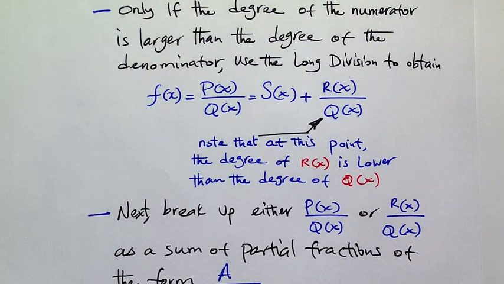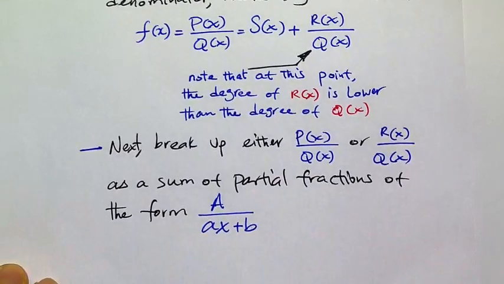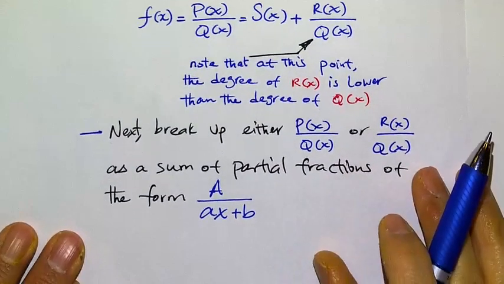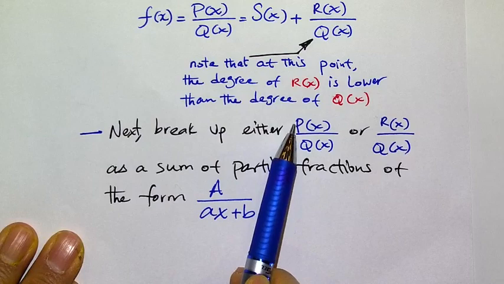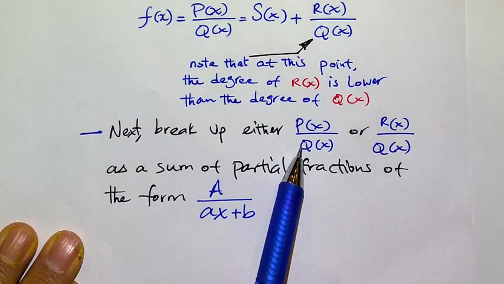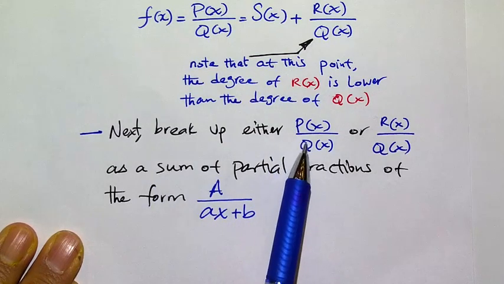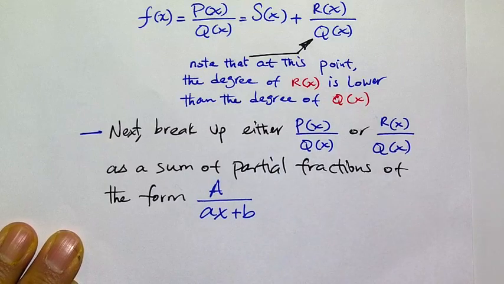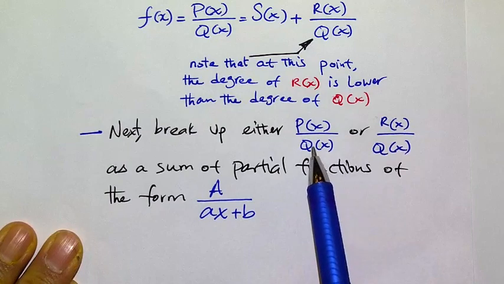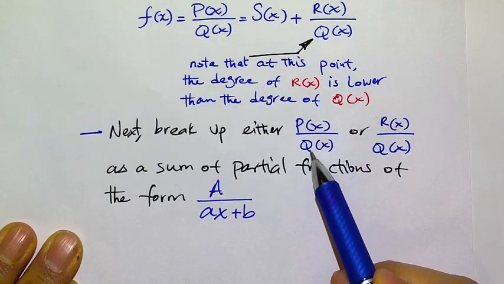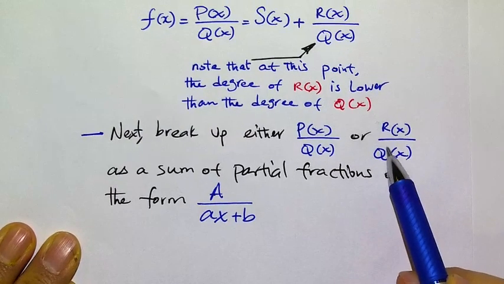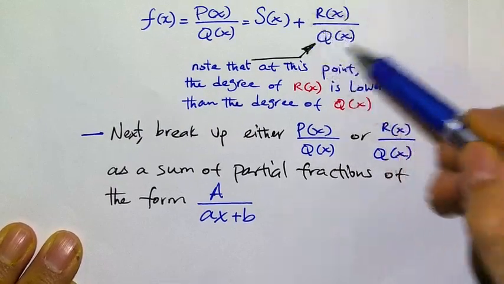Okay, so then after that, if we didn't have to use long division, that means we're using the original rational function with the degree of p of x smaller than the degree of q of x. We need to break this up, just like what we did in case 1. Or if we had to use long division to make the degree of this polynomial lower than this, we have R of x in this case, right? We're going to have to deal with this one.